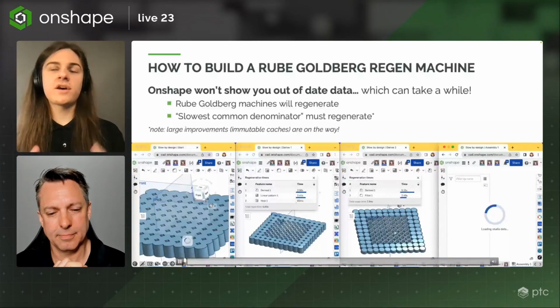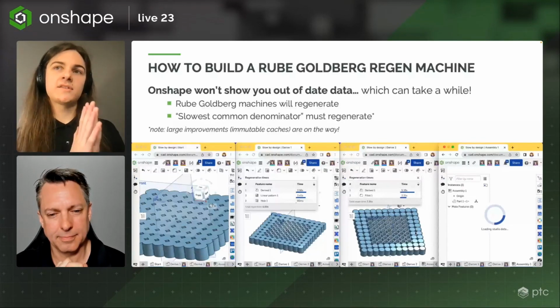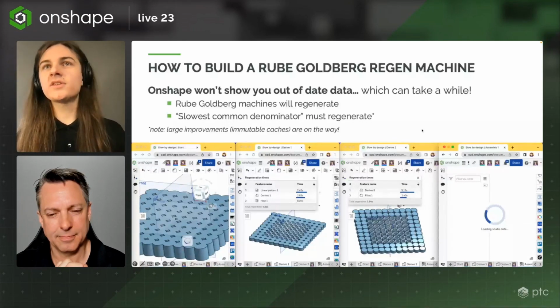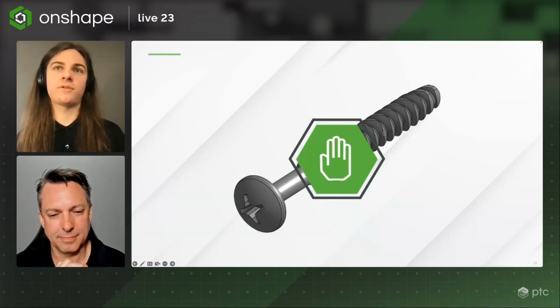So if you have an assembly that's taking a long time to load, look for these sorts of regeneration chains, because that's often the culprit for why it takes a long time to load. There are large improvements coming here, such as immutable caches, and this is going to improve performance, but it's still something to be mindful of. Also, if you see a screw like this in your model, consider replacing it with standard content unless you're designing screws for your industrial profession.